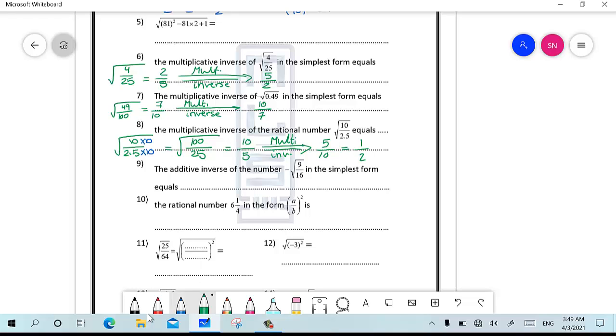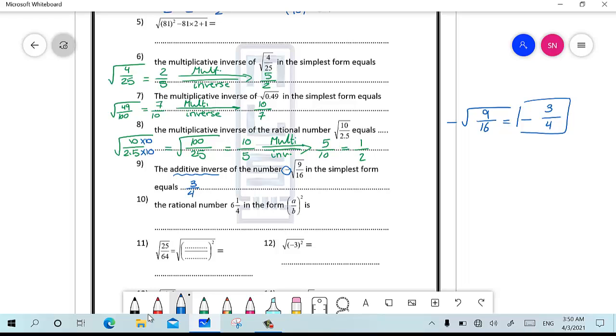Let's go now for number 9, the additive inverse of the number negative square root 9 over 16. I am searching for the negative square root, so my answer is going to be negative. I know that negative square root 9 over 16 is equal to negative square root of 9, this is 3, square root of 16, this is 4. So I'm searching for the additive inverse of negative 3 over 4. The additive inverse of any number is the same number but in opposite sign. So it's going to be 3 over 4.